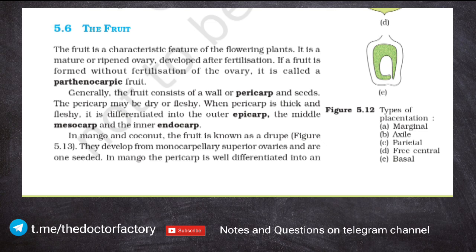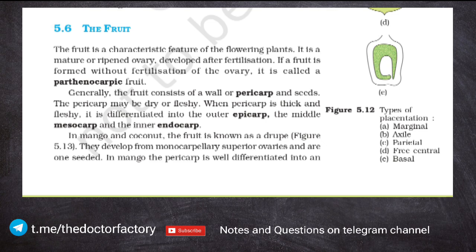In mango and coconut, the fruit is known as a drupe. They develop from monocarpellary superior ovaries and are one-seeded. In mango, the pericarp is well differentiated into an outer thin epicarp, a middle fleshy edible mesocarp and an inner stony hard endocarp. In coconut, which is also a drupe, the mesocarp is fibrous.